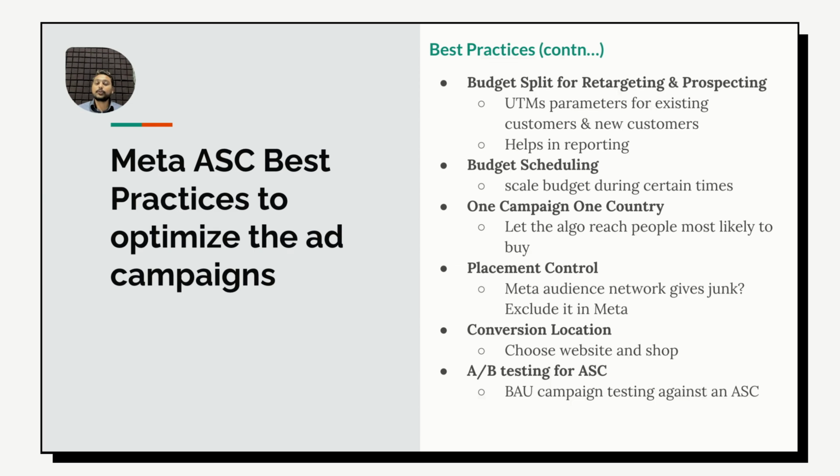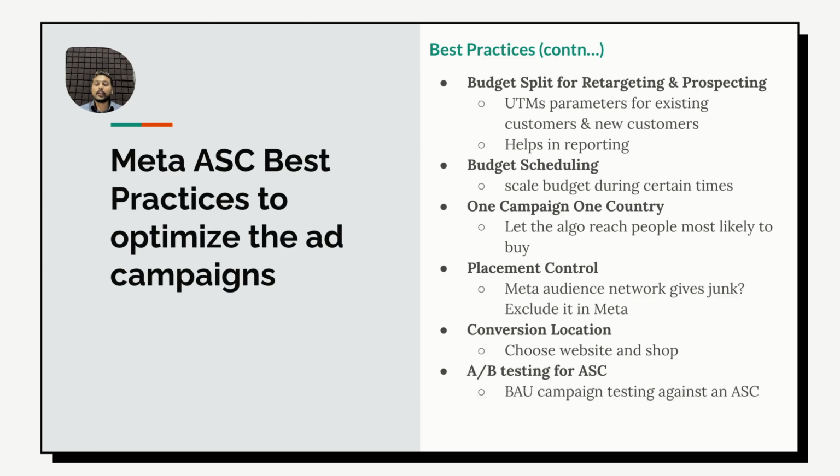Next, placement control. Meta advantage shopping campaigns will not give you any placement controls. However, you can set up this placement control at the ad account level. So some marketers think that Meta Audience Network gives them junk leads or junk traffic. So if you really want to exclude that particular placement, just go ahead and do it by excluding that placement at the ad account level. However, remember that this exclusion applies not just to advantage shopping campaigns, but across all the campaigns in your ad account.